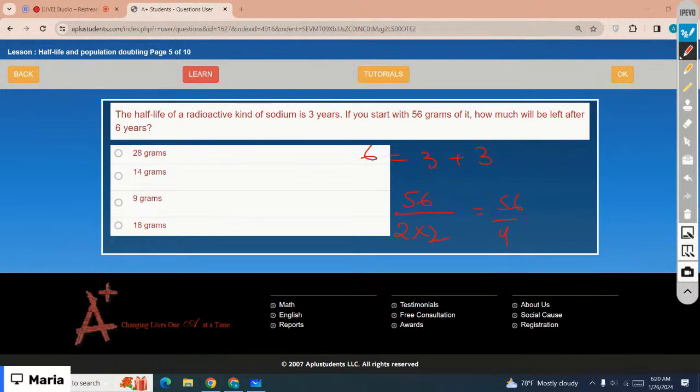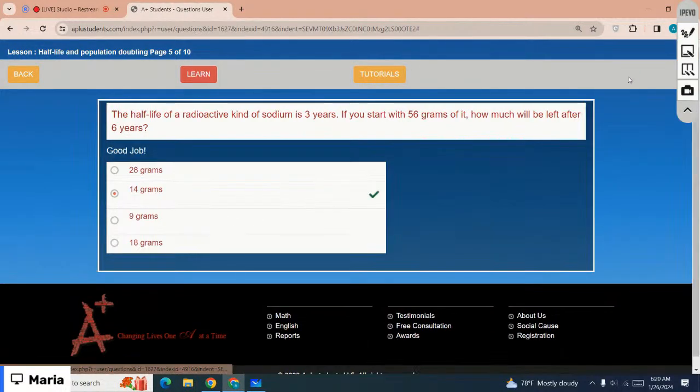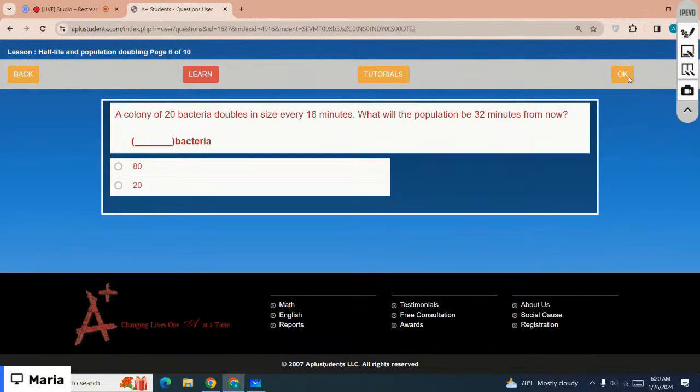The correct option is yes, that is 14 grams. That means after two half lives, the radioactive sodium is left with just 14 grams, right? Okay, you can complete the lesson by yourself later today. Let me just move on to the next lesson.